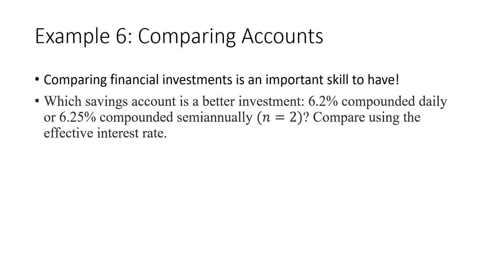So we want to know which savings account is a better investment, 6.2% compounded daily or 6.25% compounded semi-annually. We can compare these two using the effective interest rate. So if we calculate the effective interest rate for both, 1 plus r over n to the n minus 1. Well then for the first account, 1 plus 0.062 compounded daily, so we're going to divide that by 365, and then raise to the power of 365 minus 1.